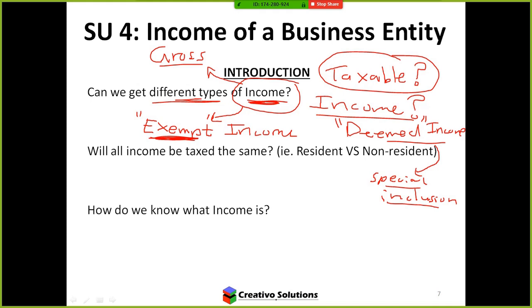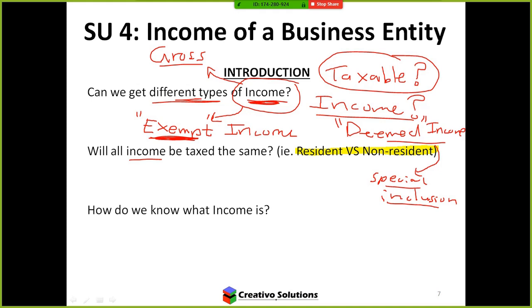Right, so will all income be taxed the same? Well, the answer is already there actually. Resident versus non resident. So you do get different scenarios where tax doesn't always apply, and if it does apply, it might not always be, inverted commas, consistent. In certain situations, you'd have to apply the tax, and the income would be taxed according to the rules. But sometimes there are certain exceptions to the rule, and it isn't classified as taxable or it isn't included.